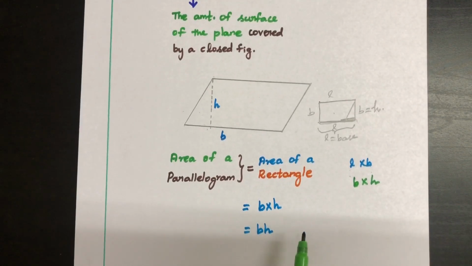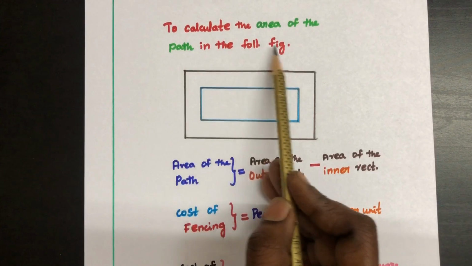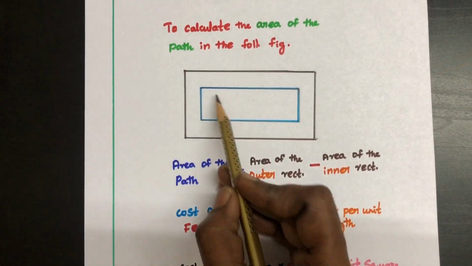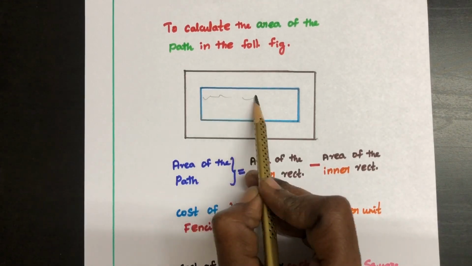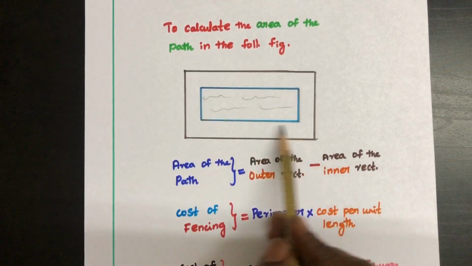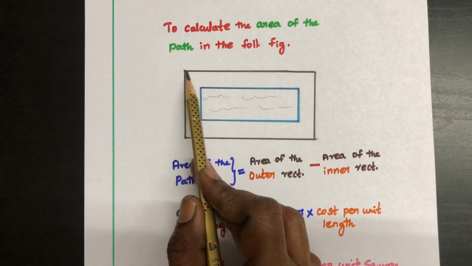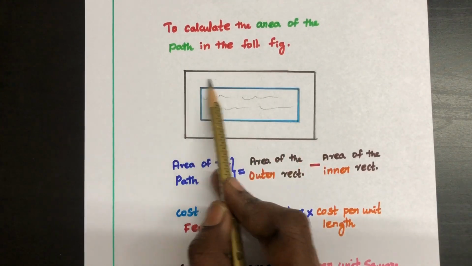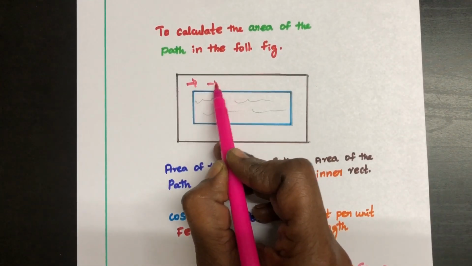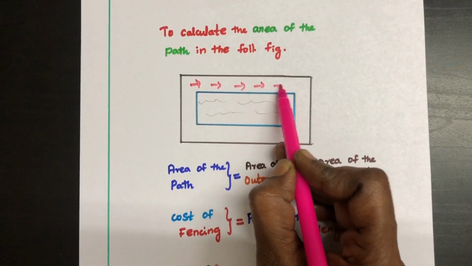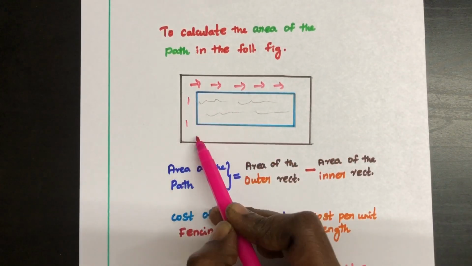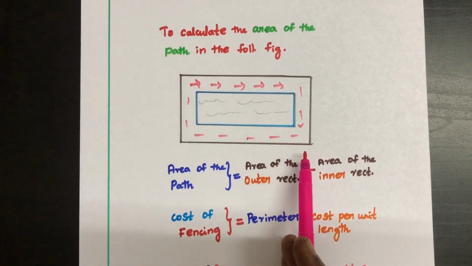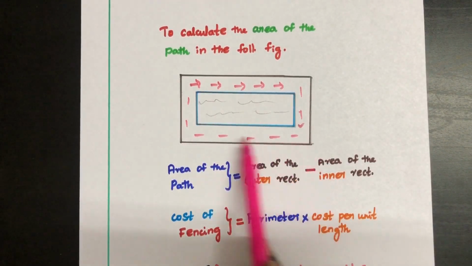That's all. To calculate the area of the path in the following figure, we have seen two rectangles. Think of this as a swimming pool. This is one rectangle with a swimming pool. Now this is the outer cover, that means the outer wall. So this is the walkway. Now our question is, how to calculate the area of this path alone.